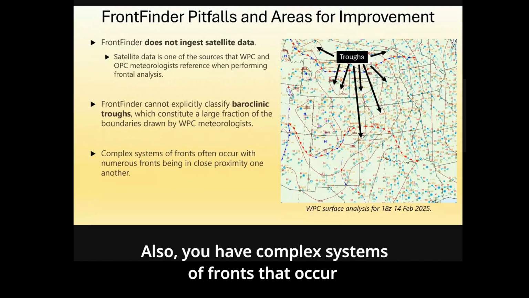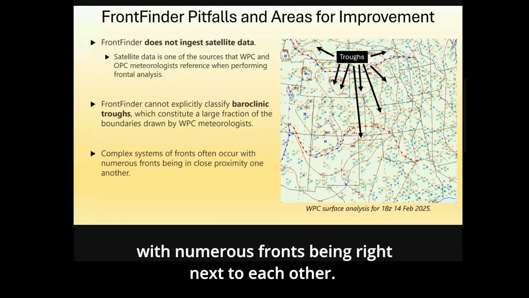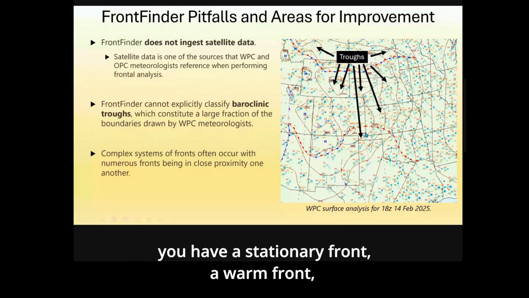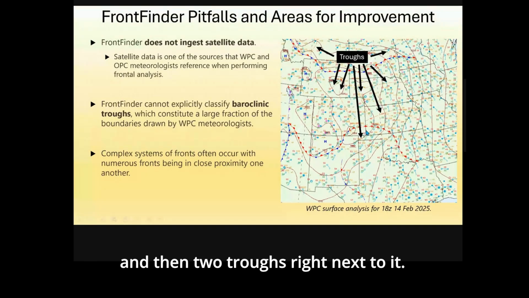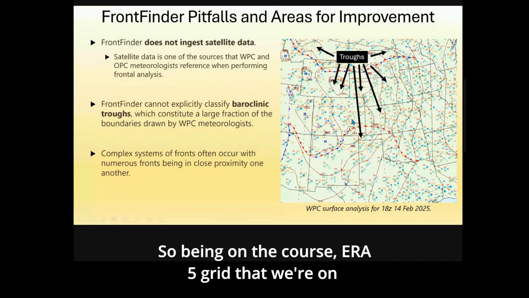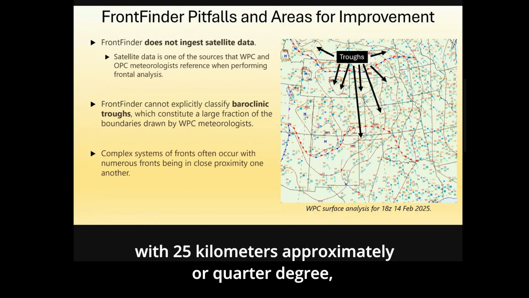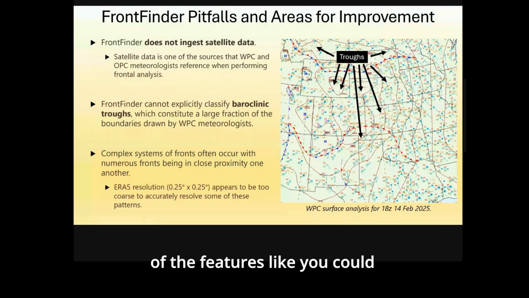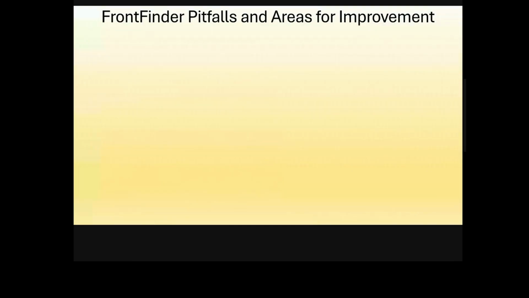Also, you have complex systems of fronts that occur with numerous fronts right next to each other. For example, here in southeastern Colorado, you have a stationary front, a warm front, and then two troughs right next to it. Being on the coarse ERA5 grid that we're on, approximately 25 kilometers or a quarter degree, you can't really pick out the fine details of the features like you could with something higher resolution.